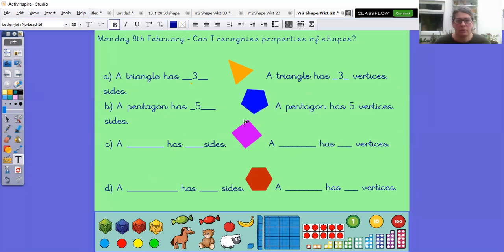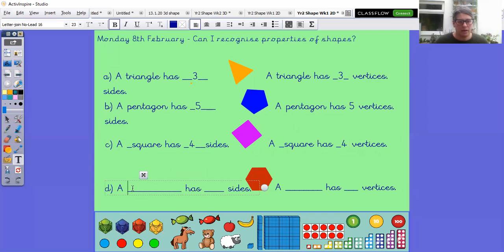Now we're moving on to our square. So we need to write in this one, a square has 1, 2, 3, 4 sides. A square has 1, 2, 3, 4 vertices. And the last one, can you remember what this shape is?